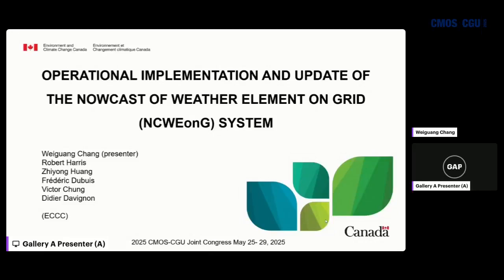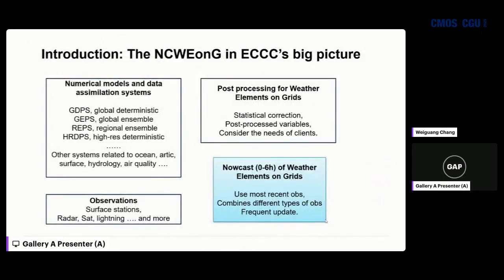Next slide, please. Here is the introduction of this nowcast of weather element on grid in the big picture of ECCC. ECCC has a big system of numerical models and data simulation systems, and then the raw model output will go to a post-processing process for the weather element on grid. There will be statistical correction and more variables. So our system, the nowcast of weather element on grid, is after all those processes.